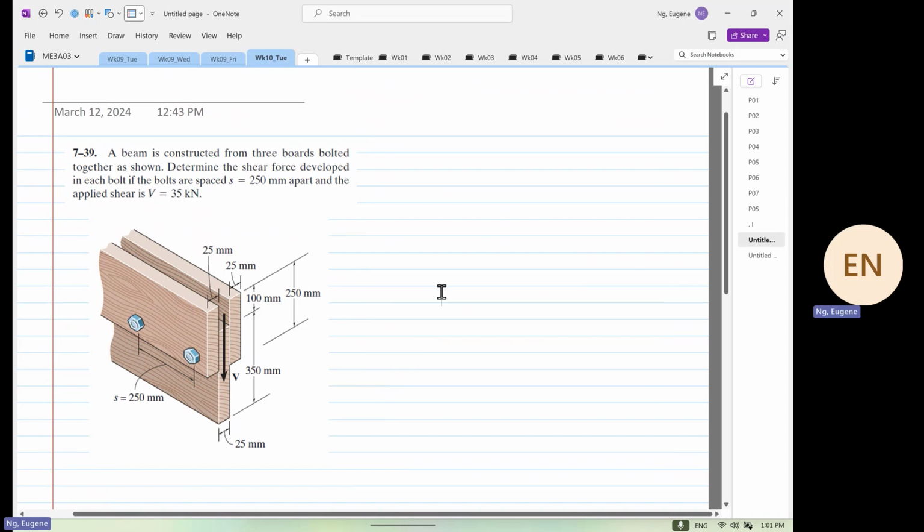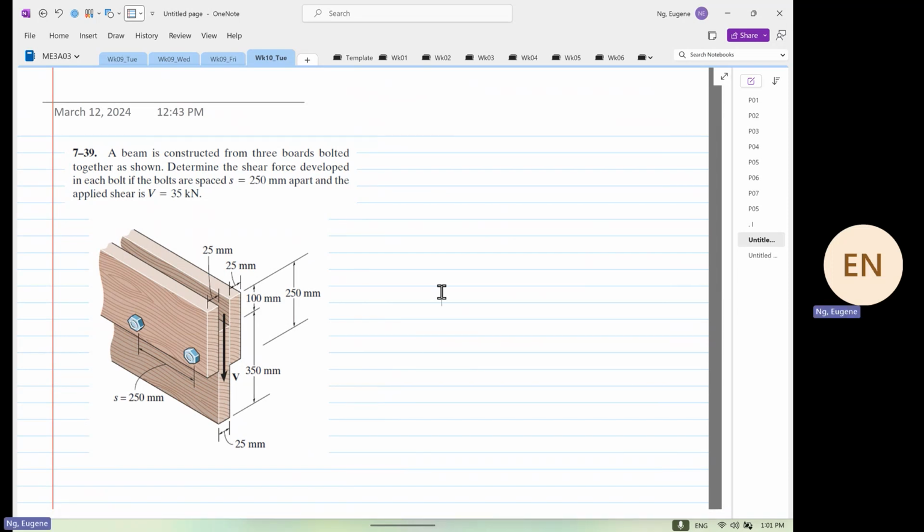The beam is constructed from 3 boards bolted together as shown. Determine the shear force developed in each bolt if the bolts are spaced S equal to 250 millimeters apart, and the applied shear force is 35 times 10 to the power 3.